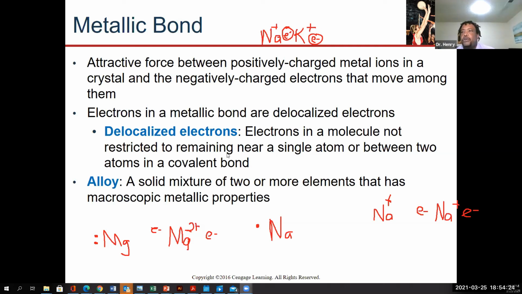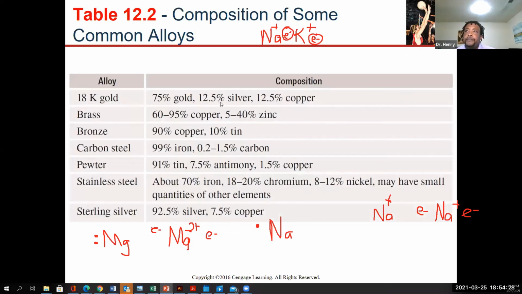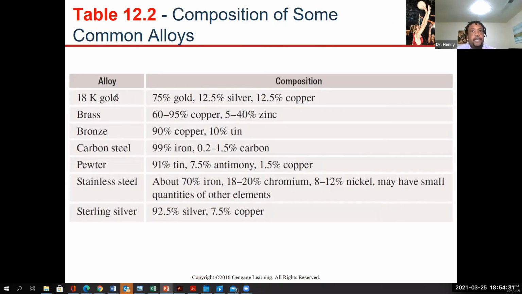And some of the famous alloys that you may know of are listed here on the table. So 18 karat gold, 24 karat gold is pure gold. 18 karat gold is 75% gold, 12.5% silver, 12.5% copper, right? That's an alloy, okay? Brass is 60 to 95% copper and 5 to 40% zinc. Bronze, 90% copper, 10% zinc. Carbon steel, it's a mixture between carbon and steel.